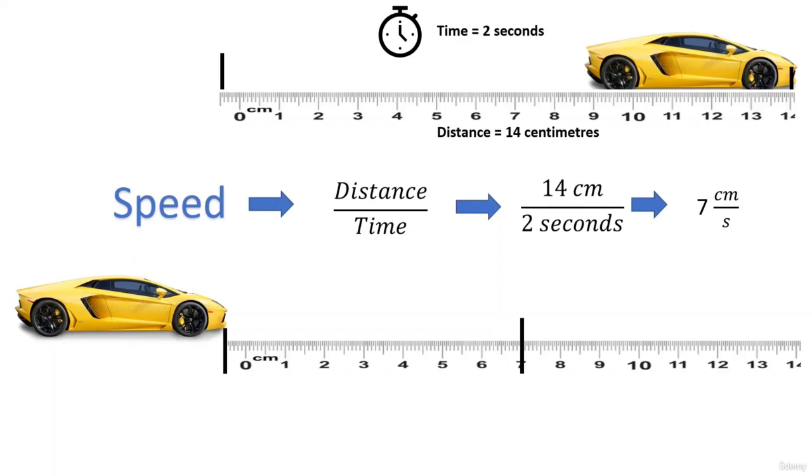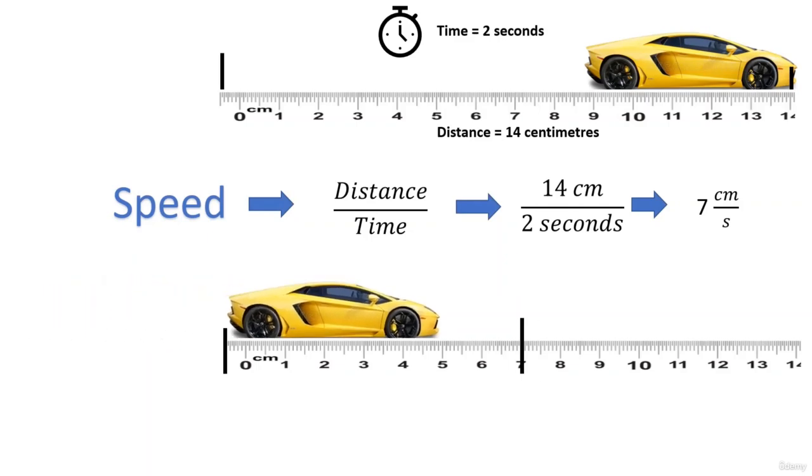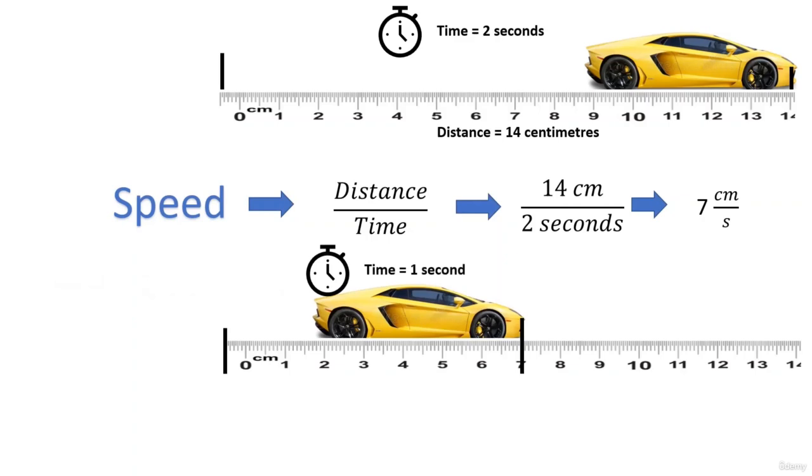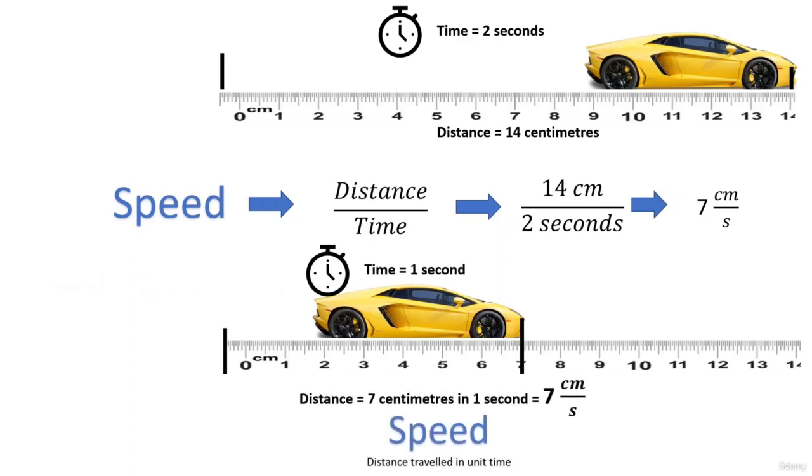Now let's understand the deeper meaning of speed here. If you look at the diagram below, you'll observe that in 1 second the car covers a distance of 7 centimeters. The distance that the car travels in 1 second. So always remember, the speed of any object is nothing but the distance the object travels in unit time. The unit may be 1 hour, 1 minute, 1 second, 1 year, 1 day, whatever, but in unit time.